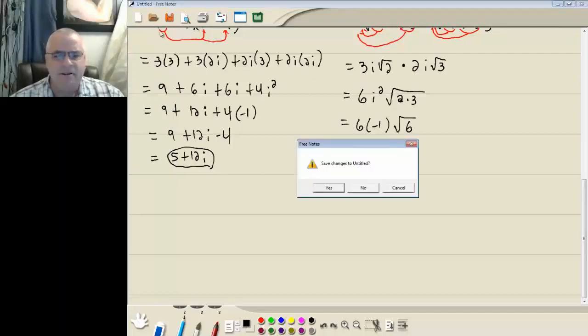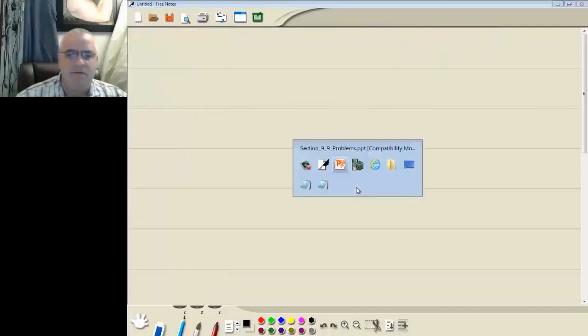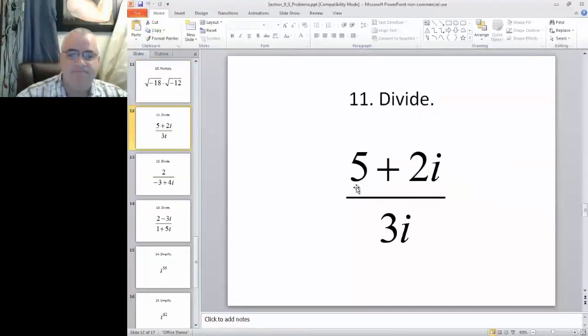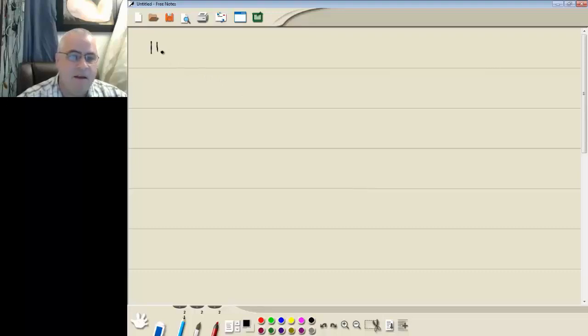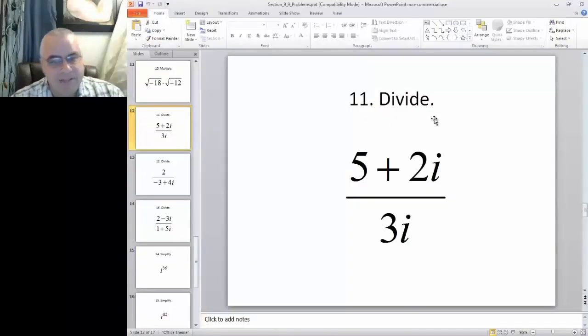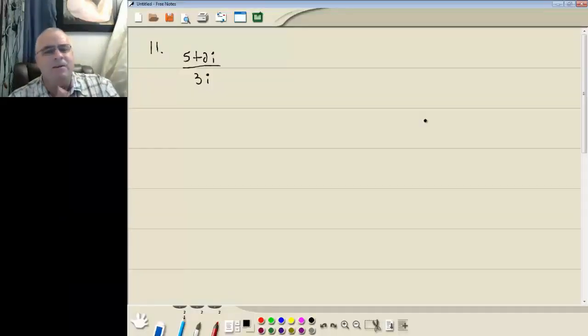Now these, let me start a new page. These next problems involve what looks like division. So we've got 5 plus 2i over 3i. And I know it even says divide. Well, the main thing here is not necessarily the division. Our main goal is to put it in standard form. And some books will actually just say simplify, because it's then implied. And standard form means we don't want i down in the denominator. That's our main problem with this.